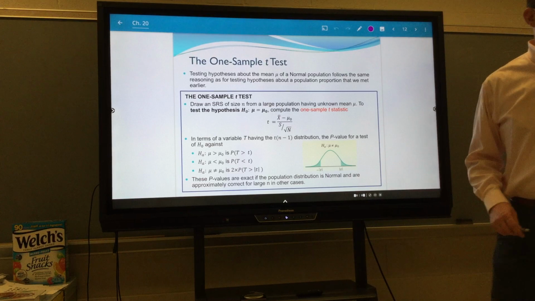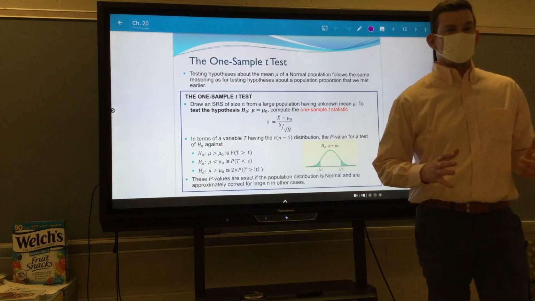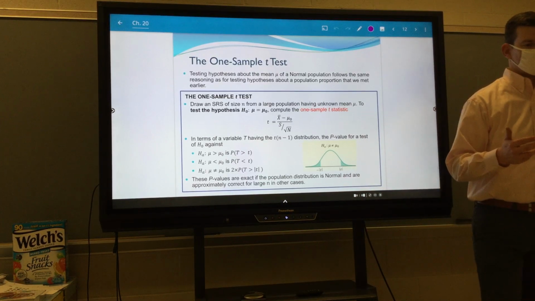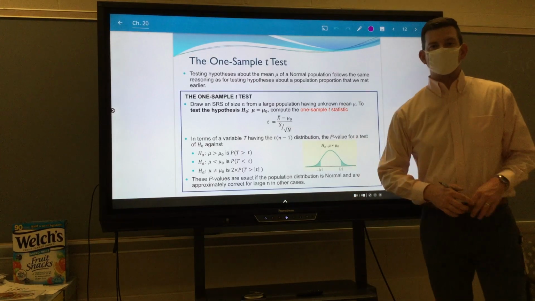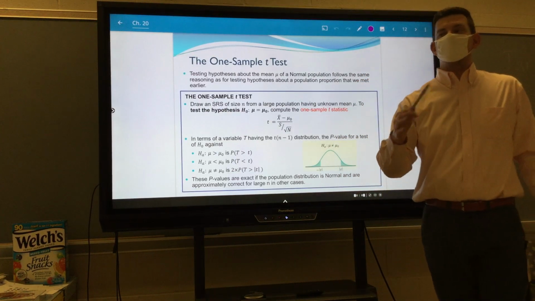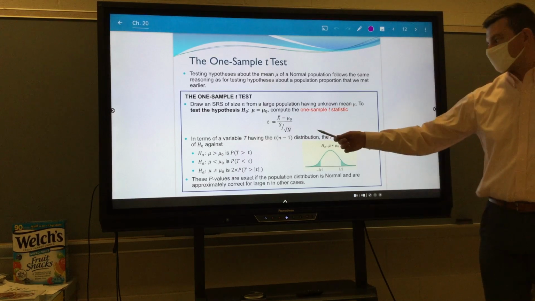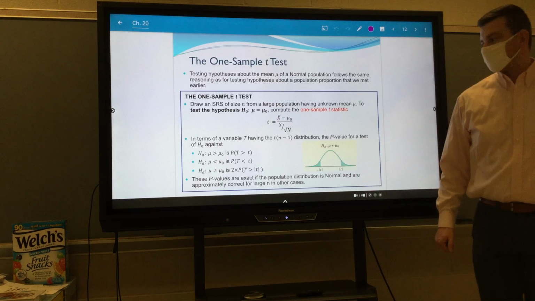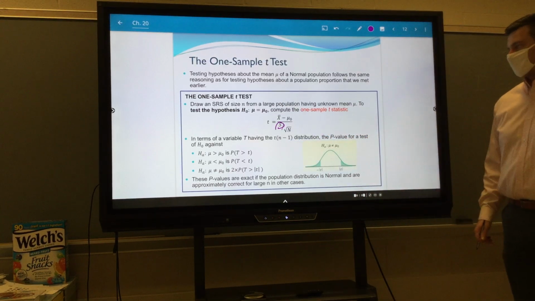Now, with the one sample t-test, the good news is we've seen the basics. We know what is involved with hypothesis testing: null and alternative, collect your data, analyze it with a test statistic. The only difference is this time our test statistic is no longer a z-test, it is a t-test. So in our equation, the only difference is we're using a sample standard deviation, S, instead of a population standard deviation, sigma.